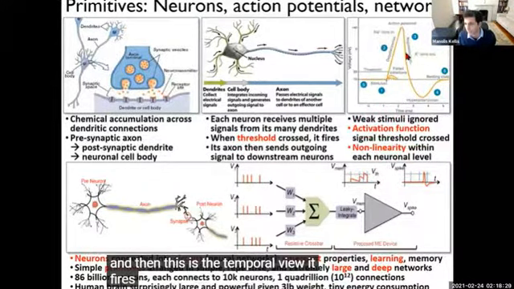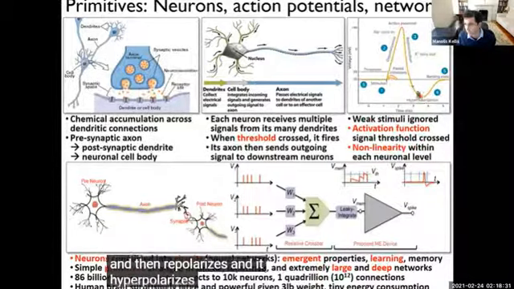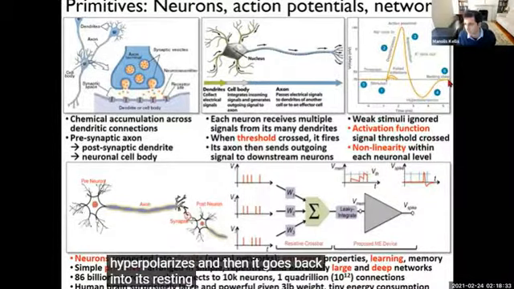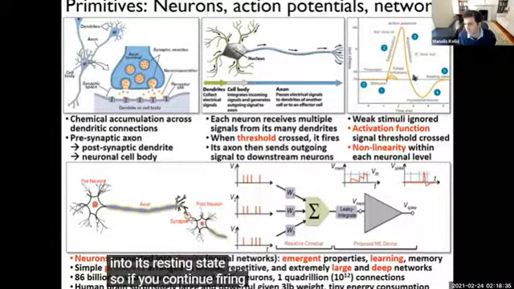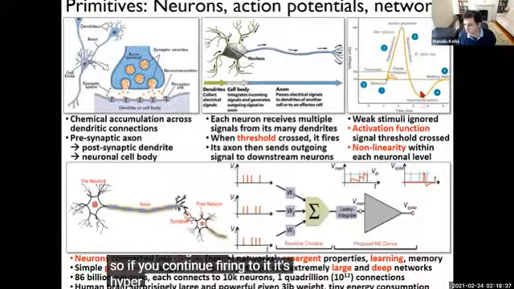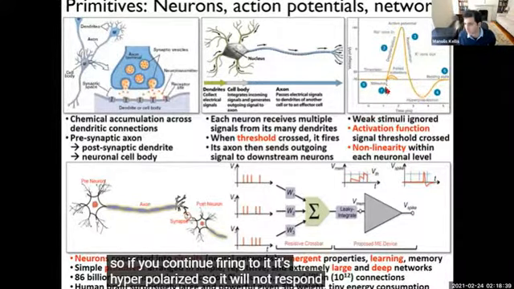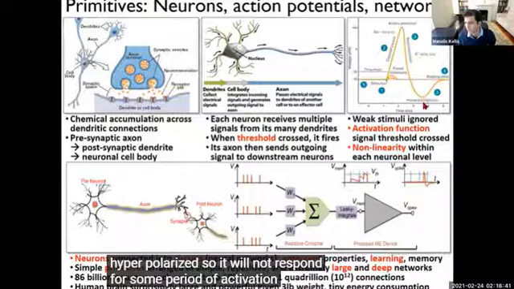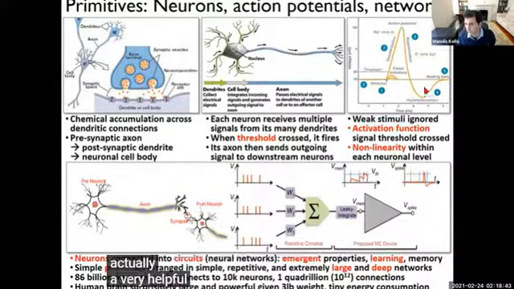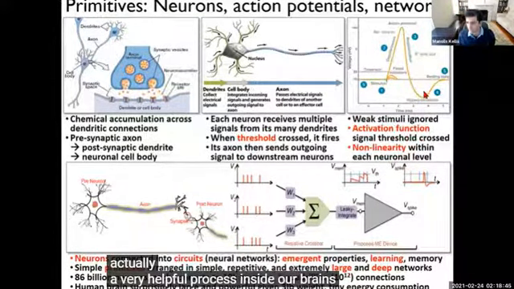And then this is the temporal view. It fires and then repolarizes and it hyperpolarizes, and then it goes back into its resting state. So if you continue firing to it, it's hyperpolarized, so it will not respond for some period of activation. And that's actually a very helpful process inside our brains.